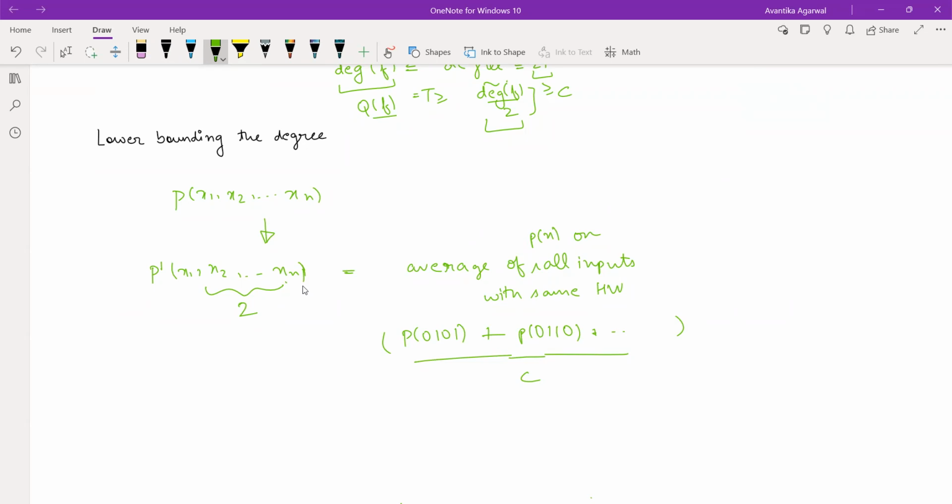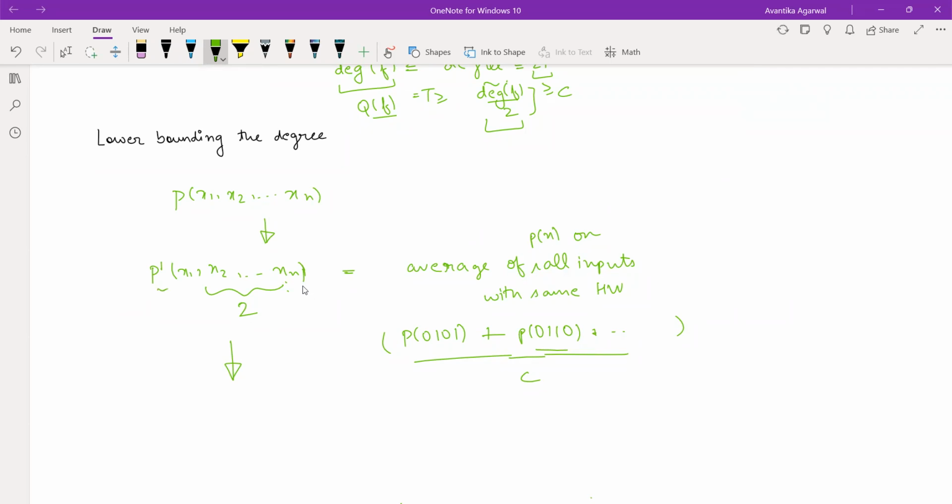Now that makes our life a little bit easier because this polynomial is now easier to think about. We don't have to worry about 0,1,0,1 and 0,1,1,0 having different outputs. So multiple inputs now have the same outputs. And since this polynomial is now only dependent on the Hamming weight of the input, we can further simplify it. Again, this can be proven mathematically. I'm not doing it in the interest of time.